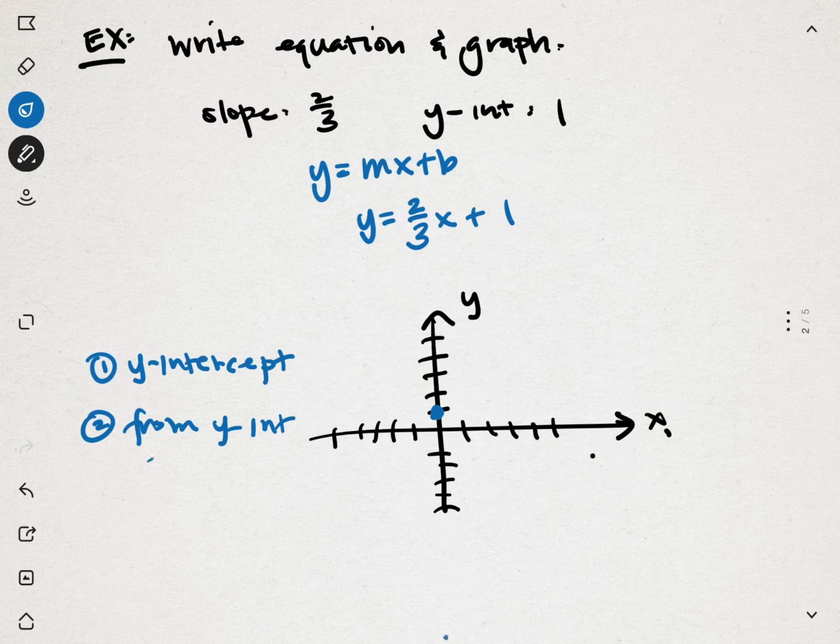we're going to do our slope. So we're starting at our y-intercept, which is 1. From there, our rise is 2, so we're going to go up 2. And then our run is 3, so we're going to go right 3. We're going to plot that point. And then we're going to draw our graph. So just a little bit more practice doing the slope-intercept stuff.